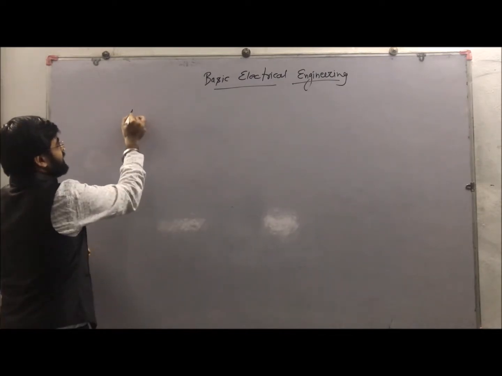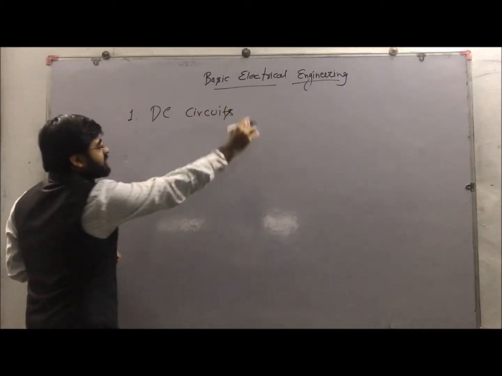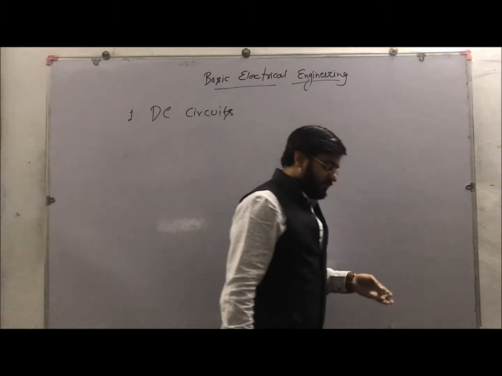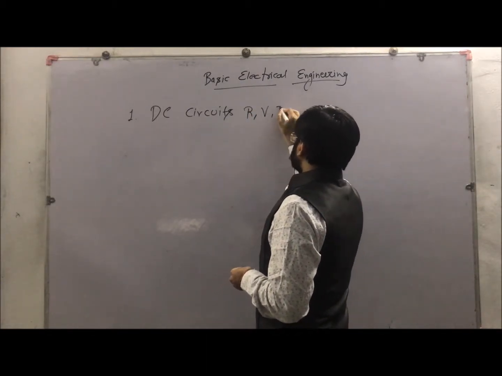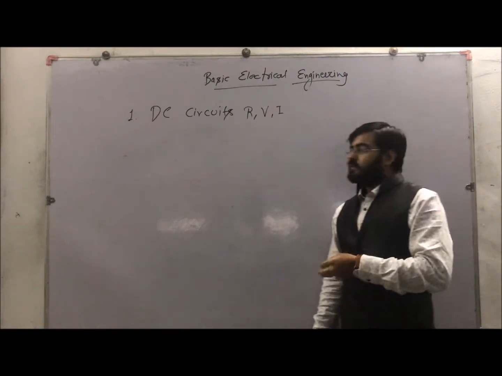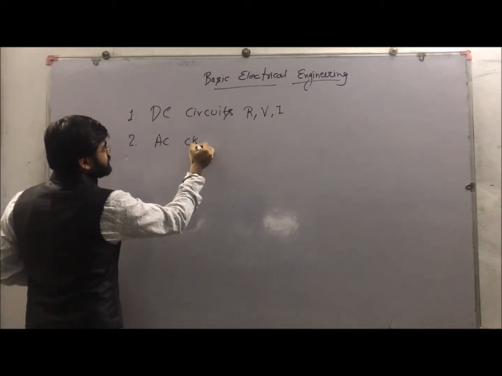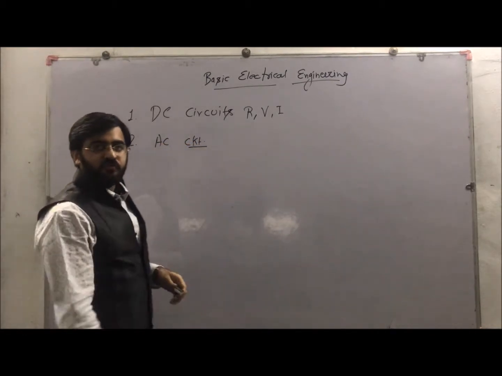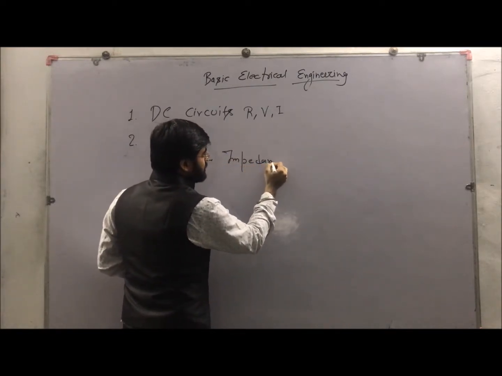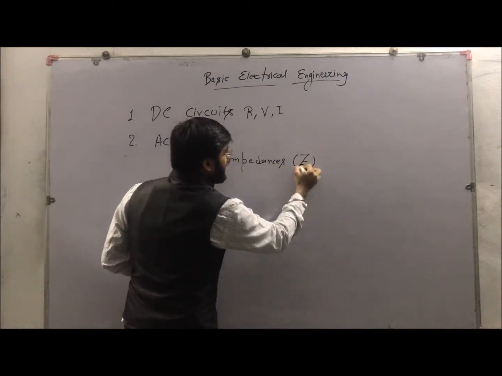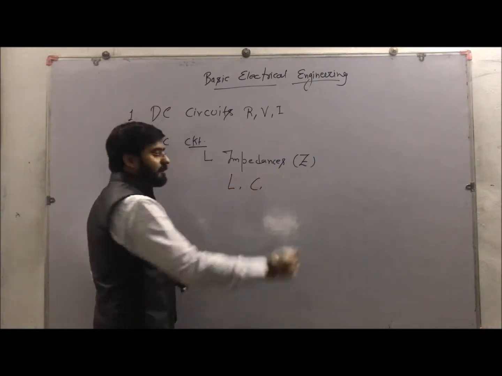First of all, in basic electrical engineering, we study DC circuits. In DC circuits, there are things like resistance, voltage sources, and current sources. Second thing, AC circuits. In AC circuits, we have studied impedance, which is denoted by Z. Similarly, inductance and capacitance also.